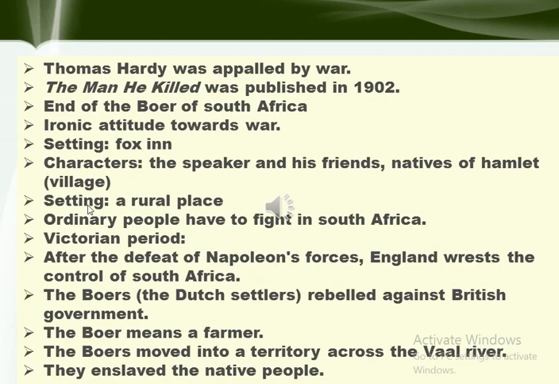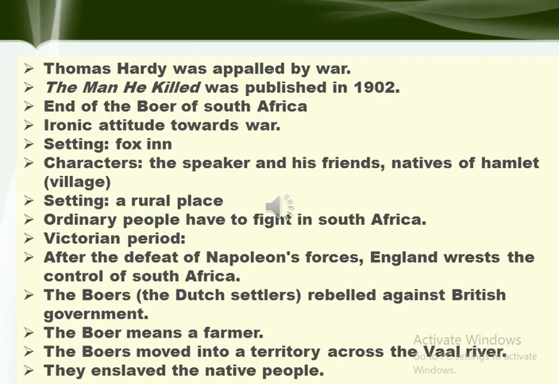So based on this description, we can figure out that the speaker of this poem lived in Dorset, a rural place in England. And we know that the government at that time forced many ordinary people to fight in one of its colonies, South Africa. So the speaker, this soldier, was forced to fight in South Africa against the Boers. The Boers were the Dutch settlers.